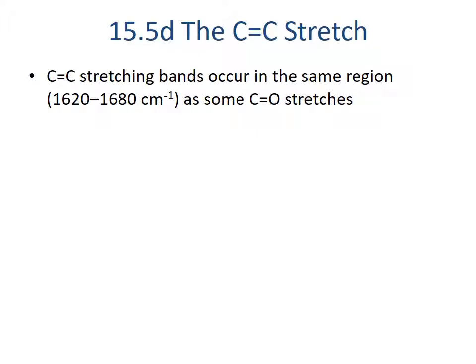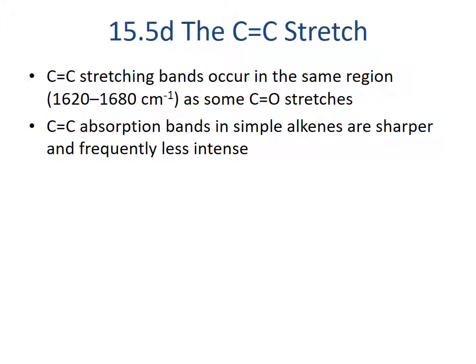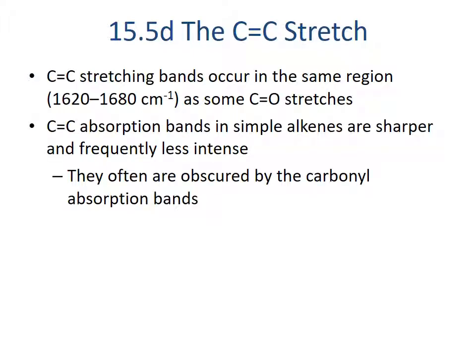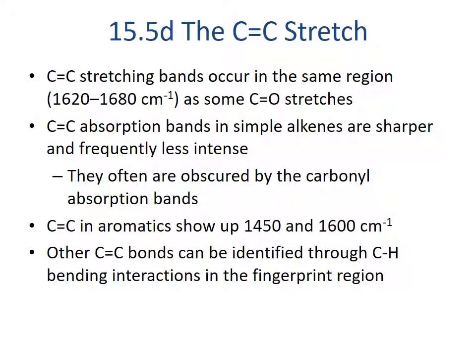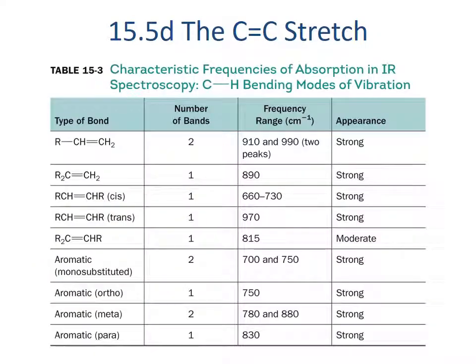Alkene bands can be difficult to work with since they show up in the same region as carbonyls, but are thinner and less intense, and so can be hidden. Aromatic peaks show up much lower because they are not alkenes. Alkenes and aromatics that aren't apparent can still be identified by bending in the fingerprint region. Here is a detailed list of these modes. Again, the value here isn't in memorization, but in application.